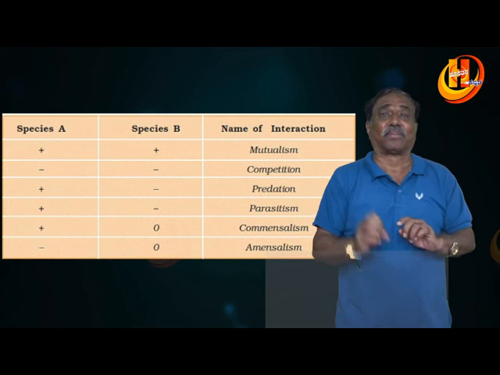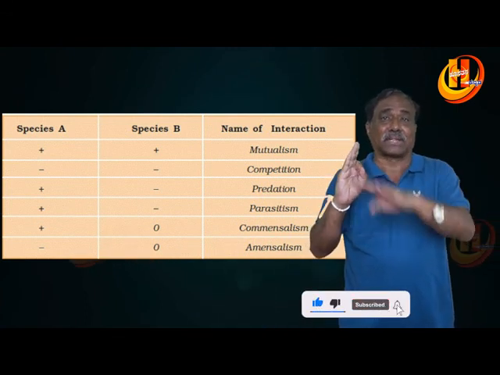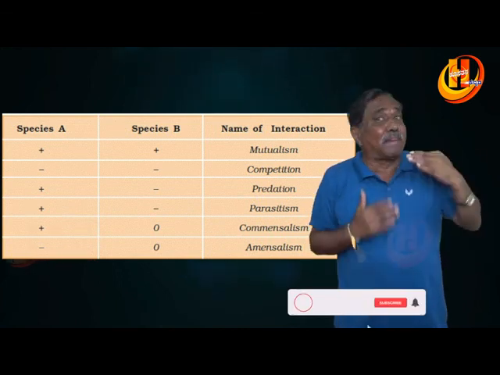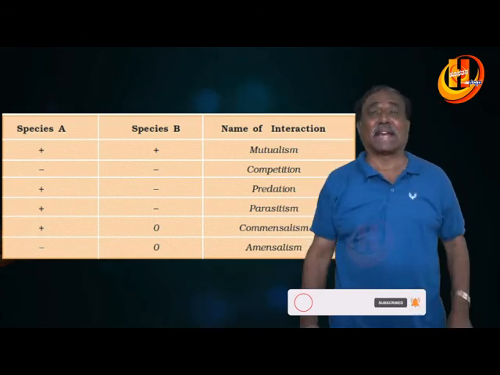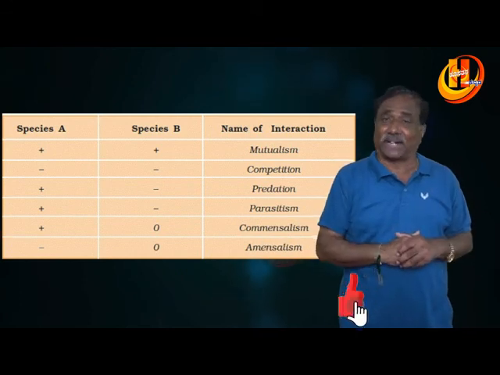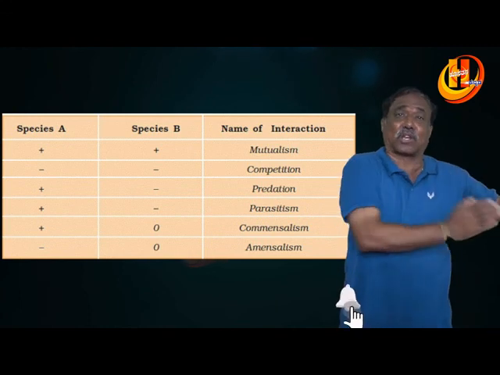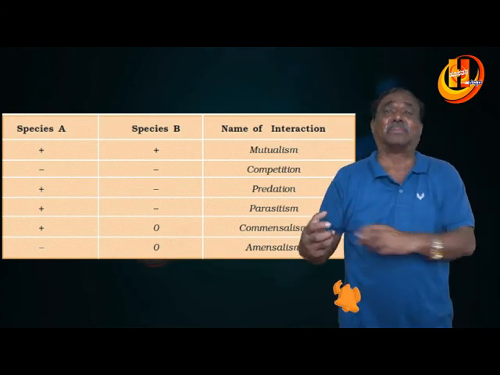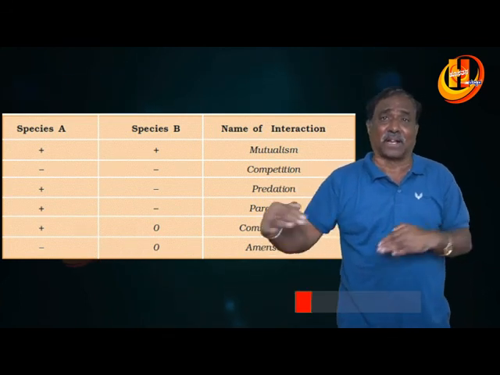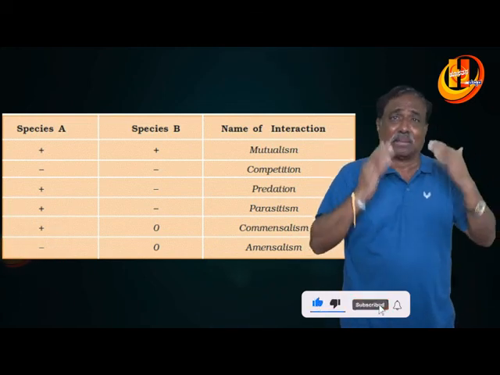Thus COWS: C, cattle and egret birds; O, orchid and mango trees; W, whale and barnacles; S, sea anemone and the clown fishes. Coming to the last aspect, that is mutualism. It is a kind of interaction between two organisms where both organisms are mutually benefited. Lichens are formed by the association of algae and fungi. The algal partner is called phycobiont, the fungal partner is called mycobiont, where algae provide food and fungi provide moisture and surface area for absorption. Thus both organisms are mutually benefiting.